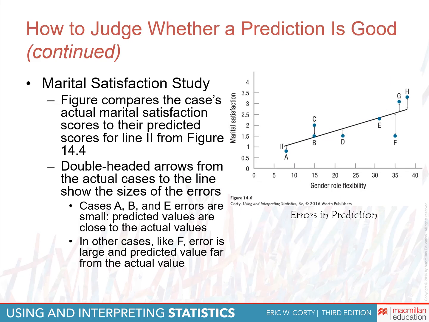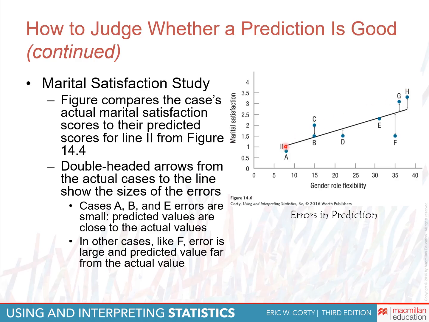Okay, so let's look at an example of what I mean by this. So here on the right, we have our data with gender role flexibility on the x-axis and marital satisfaction on the y-axis. And then we have our actual data points. So we have the 6 data points from our study. We have data point A, we have data point B, C, D, E, F, G, and H. So these are the data points from our data.